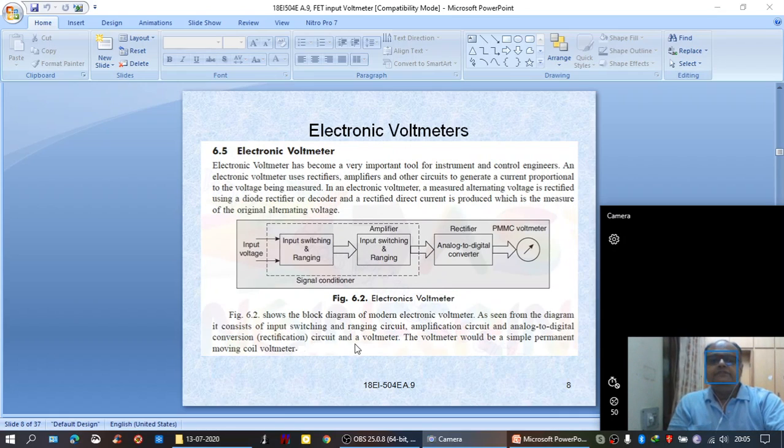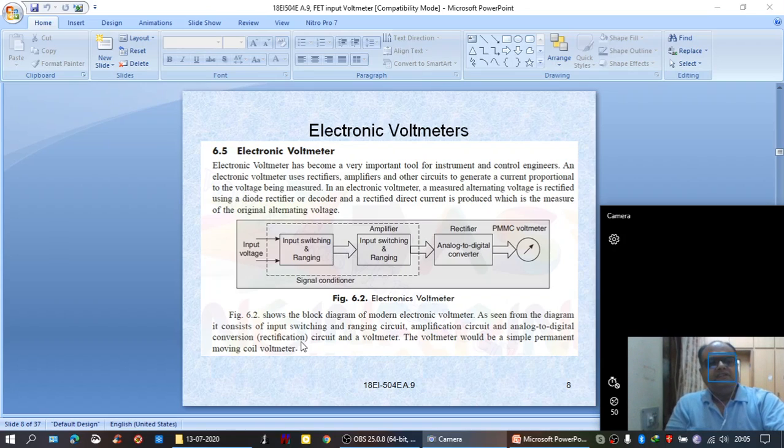Figure 6.2 shows the block diagram of a modern electronic voltmeter. As seen from the diagram, it consists of input switching and ranging circuit, amplification circuit, and analog to digital conversion. This is a vague word used. Rectification, actually. Analog to digital conversion is altogether a different concept.